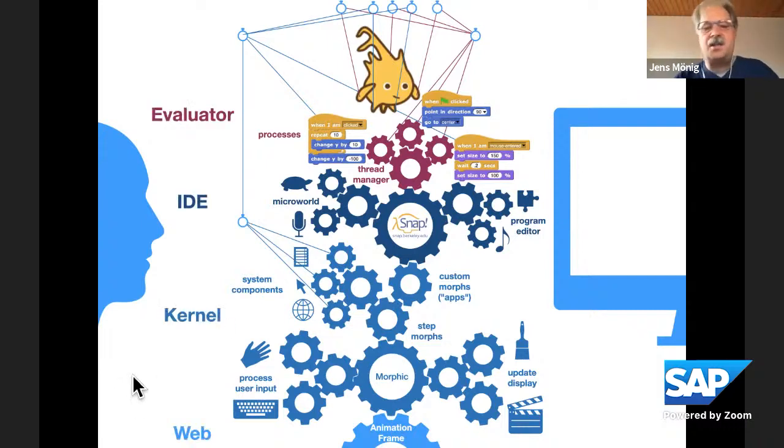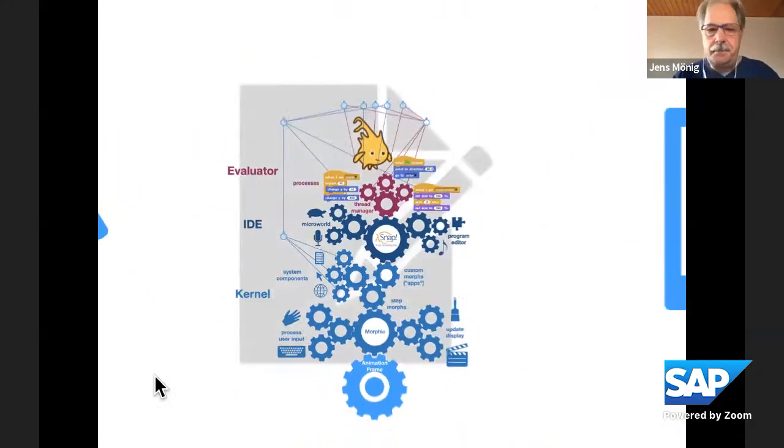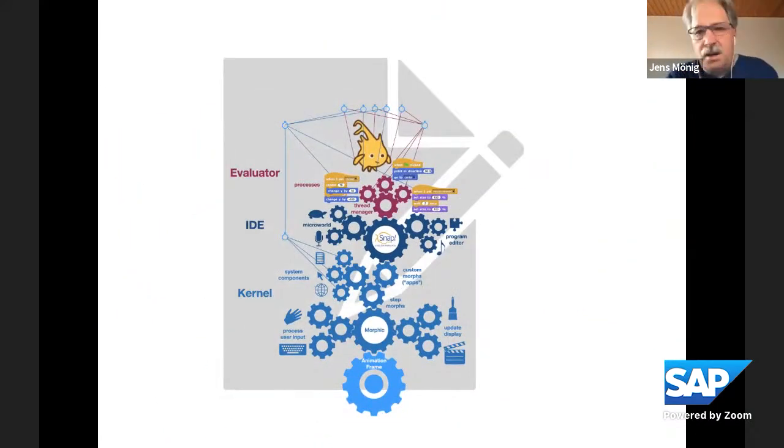And so this is basically our stack, if you will. On top of the web, we run our morphic kernel, we run the Snap IDE, and inside the Snap IDE, we run the evaluator. And if you look at this, I made these gears not just so that they look nice, but it's actually sort of the truth, because all of this runs on top of a single thread, on top of a single process in lockstep. Each turn, 50 milliseconds, does all of that. And so this is all done by us.